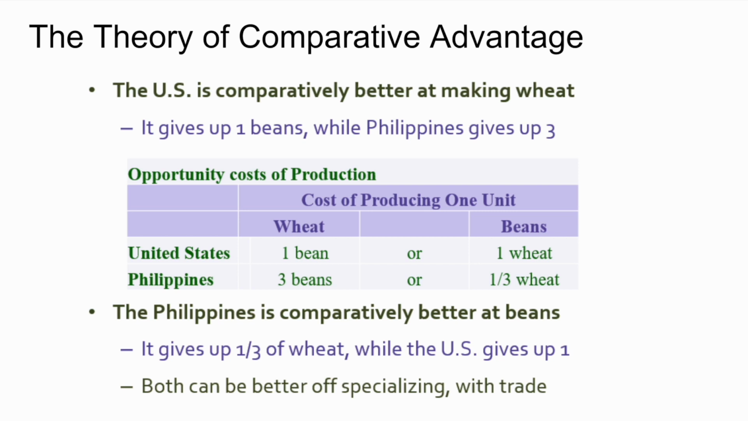So the Philippines is comparatively better at beans than the United States. So it gives up 1/3 of a wheat while the U.S. gives up a whole wheat in order to produce 1 bean. So both could be better off by specializing with trade. So Ricardo's real addition was this issue of opportunity cost and looking at what do you give up when you make 1 more unit of the other.